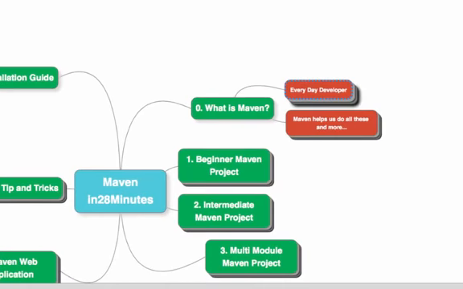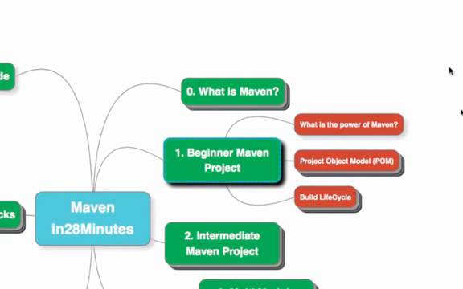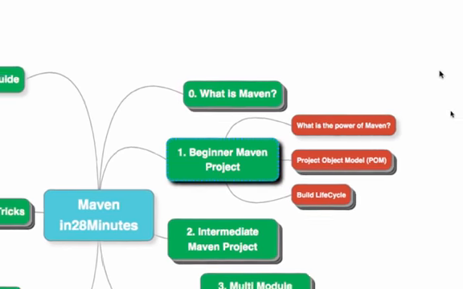Now that we understood what Maven is, let's get started with our first real-time example. The aim with the beginner's Maven project is to understand three things. A. What is the power of Maven? How Maven helps us with little code to do a lot of things. Number two, we'll understand something called a project object model. Project object model, or a POM, is the base for Maven. We'll understand what it is. The third thing which we'll understand is the build lifecycle.